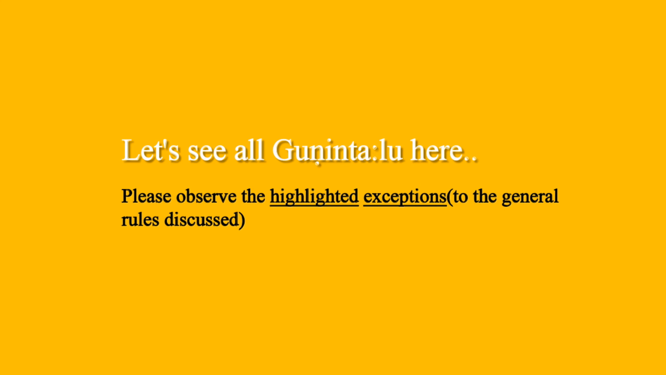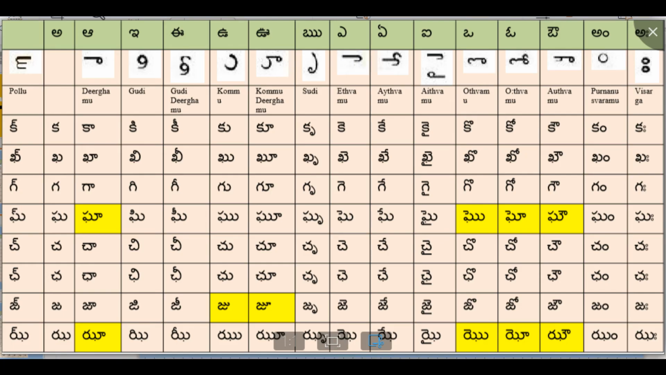Now let's see all the Gunintaalu, and please observe the exceptions very carefully. Now here, observe gha, how the dirghamu is attached to the loose open end. The talakattu is still there. So this proves that the talakattu is not a vattu given to a. And observe go, go, ghau, and jo, jo, jau.